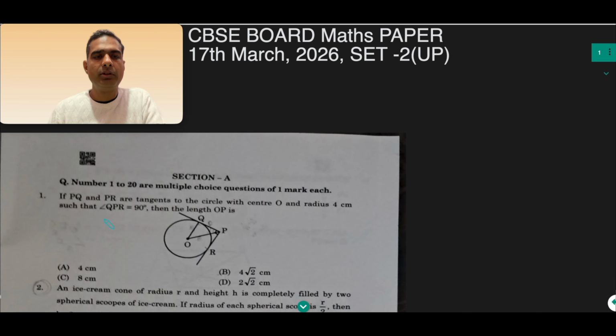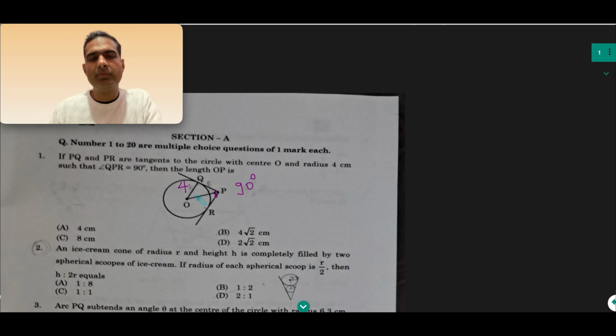So the first question: if PQ and PR are tangents to the circle with center O and radius 4 centimeters, such that angle QPR is 90 degrees, then find the length of OP. This is a good question. If you think a little bit about it, then it's quite easy. We can solve it easily.